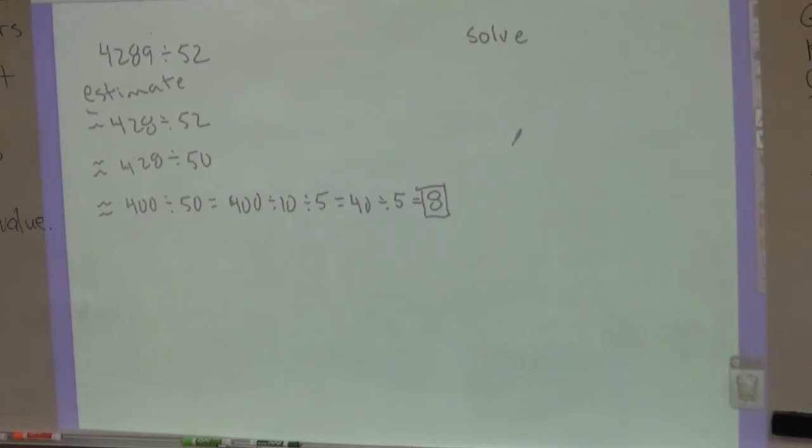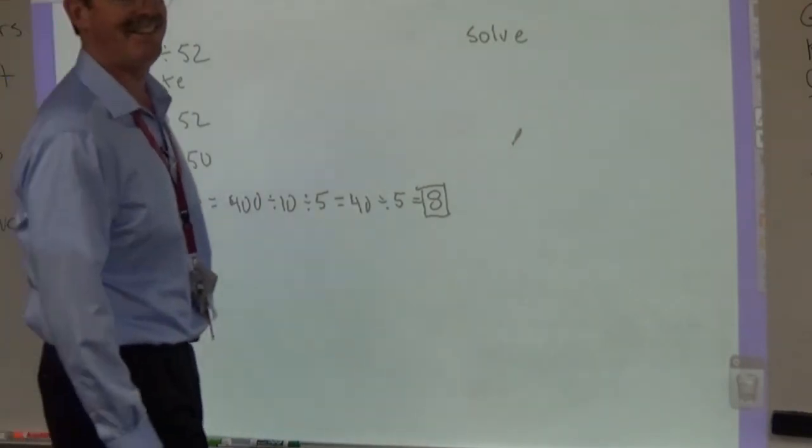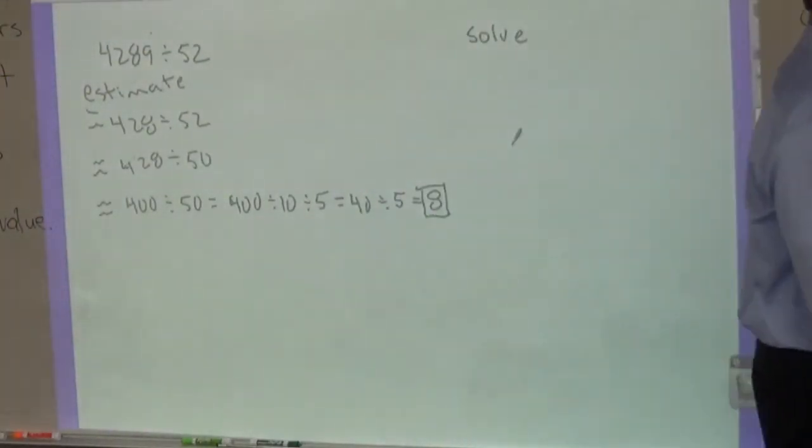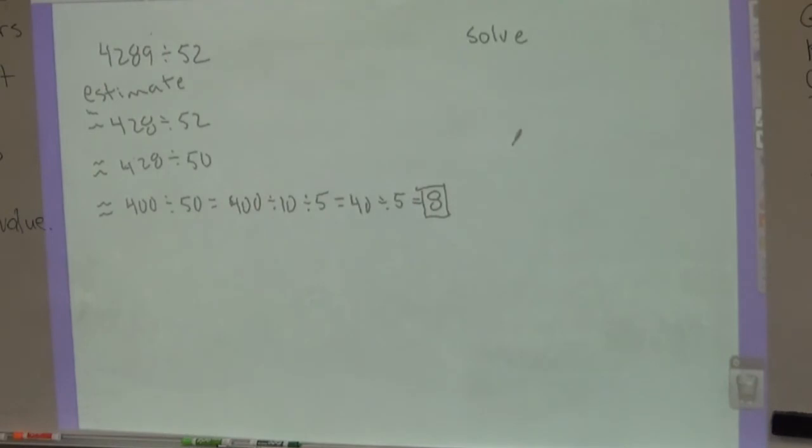Please give me a thumbs up to your chest if you can tell me what place in the quotient that 8 is going to. Thumb to your chest, not a hand in the sky. But we're not in the sky. Hand is up, it's the air.